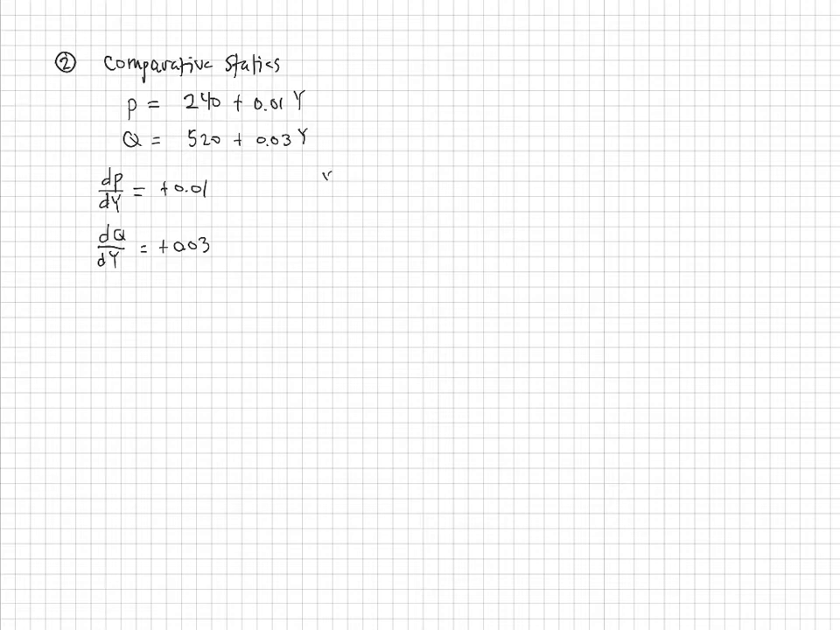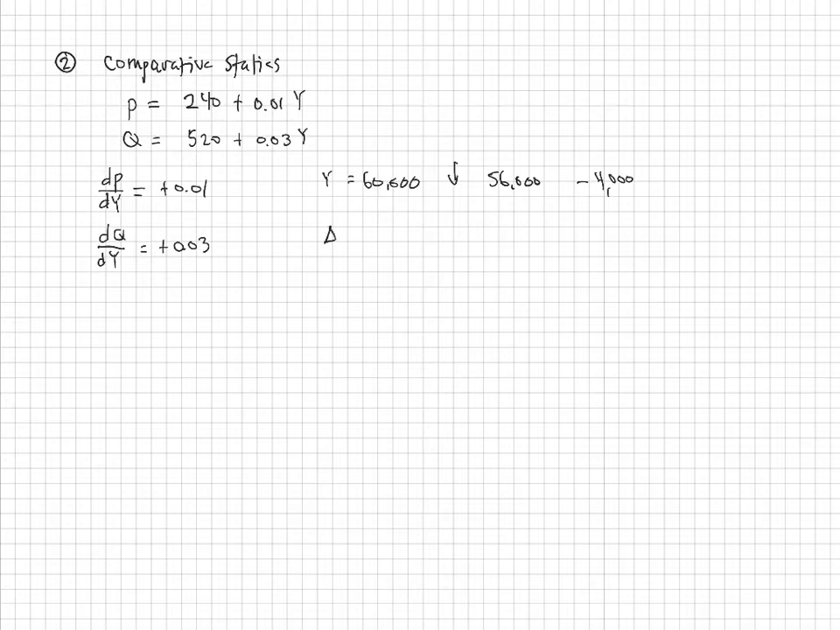We could then think about what will be the equilibrium after a change in income from 60,000. So I'm going to write here income was equal to 60,000, but then it decreases to 56,000. So income is going to go down by 4,000. And we can see that when income changes by 1, price will change by 0.01, and when income changes by 1, equilibrium quantity will change by 0.03.